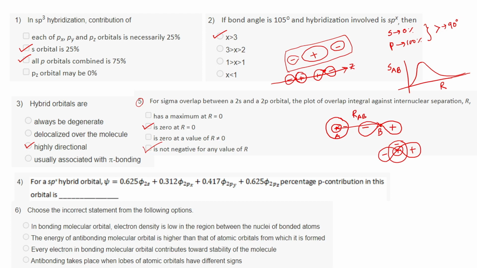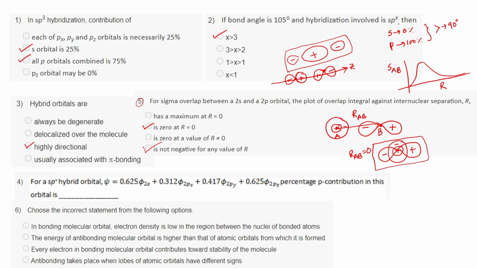Now when RAB is 0, meaning this is on top of this, the internuclear distance is 0, then this is the case I have drawn here inside this box. So this was your 2s orbital and 2p has come exactly over it, right?